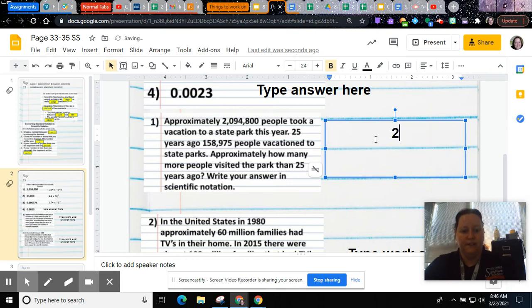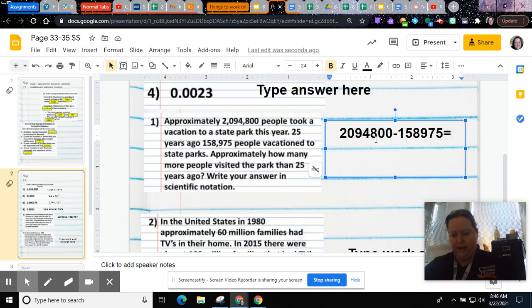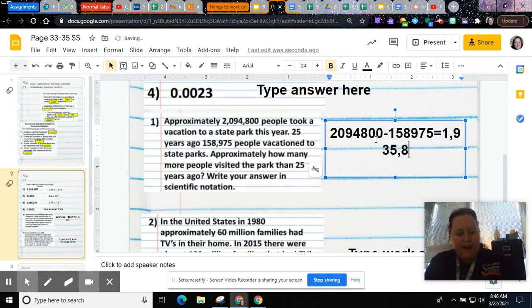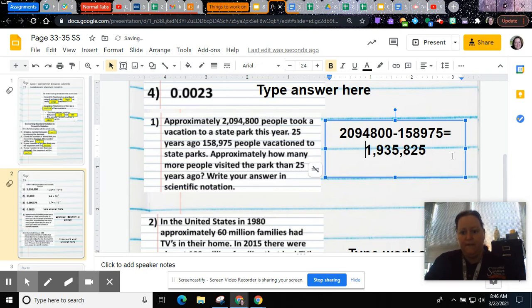Well, it says how many more, so that is going to be a subtraction problem. So when I grab my calculator here, 2094800 minus 158975, I get 1,935,825. However, this time it says write your answer in scientific notation. So if you put this, you would have the wrong answer, even though you did the math correctly. Now we need to change it to scientific notation. So it'll be 1.935825 times 10 to the, we moved it 1, 2, 3, 4, 5, 6 places to make that happen. So that would be your answer.